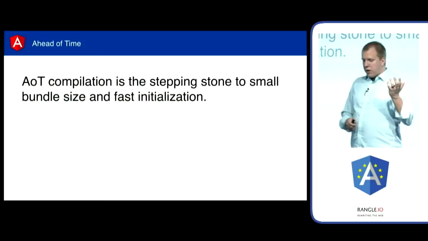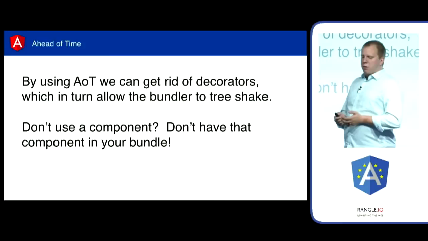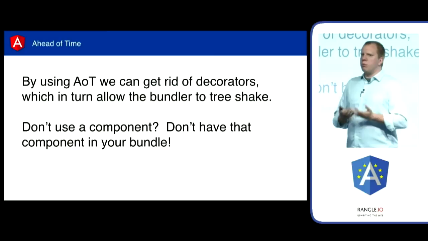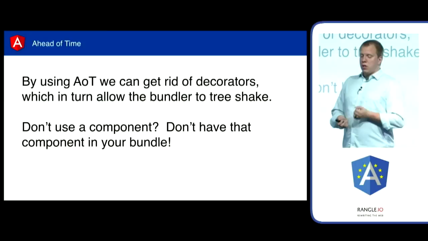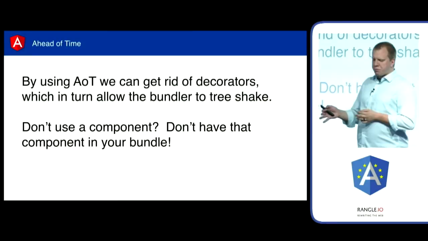Ahead of time compilation is, like I just said, the stepping stone to make your bundles smaller and faster to initialize. You can compile your templates offline so that it generates TypeScript code that will be compiled and bundled together. And it allows you to remove decorators and remove links to modules and components that are not used. So when you don't use a component, the code that makes that component is not going to be part of your bundle, of your build.